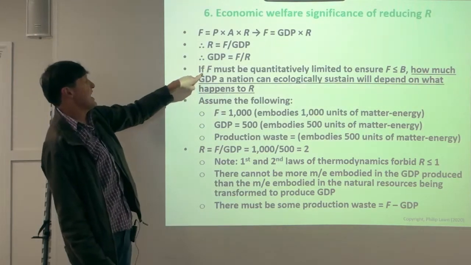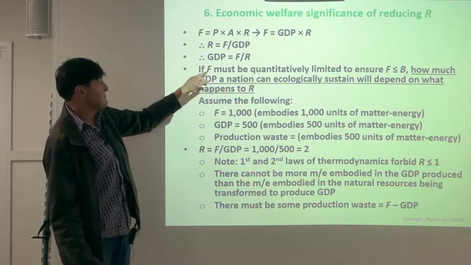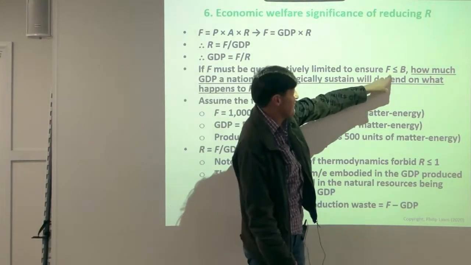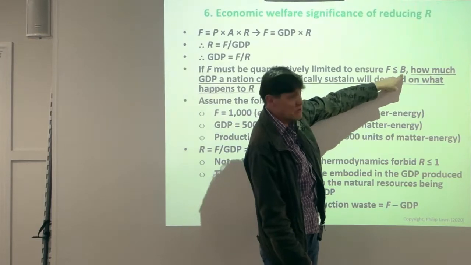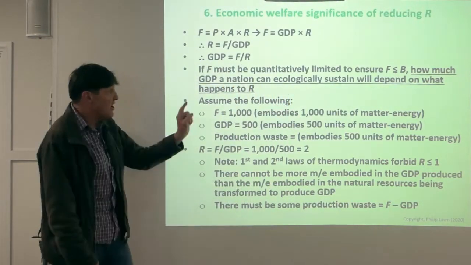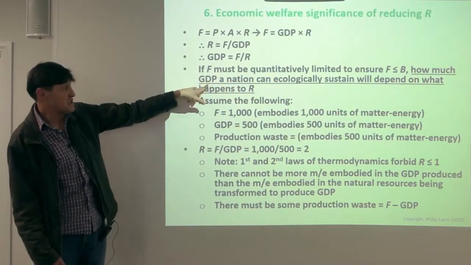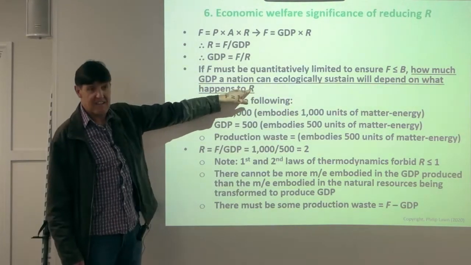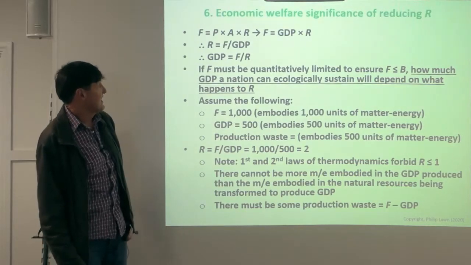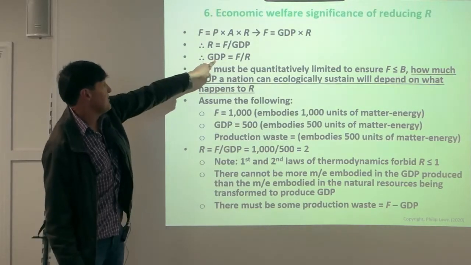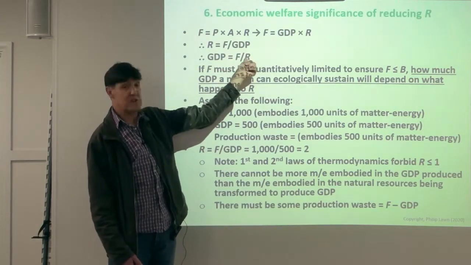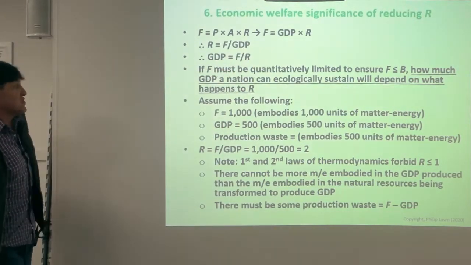Let's say that we know that F must be quantitatively limited to ensure F is less than or equal to B. How much GDP a nation can ecologically sustain will depend on what happens to R. Depends on the value of R. Okay, so GDP, what that value is, given that you have to limit the F, will depend on the value of R.